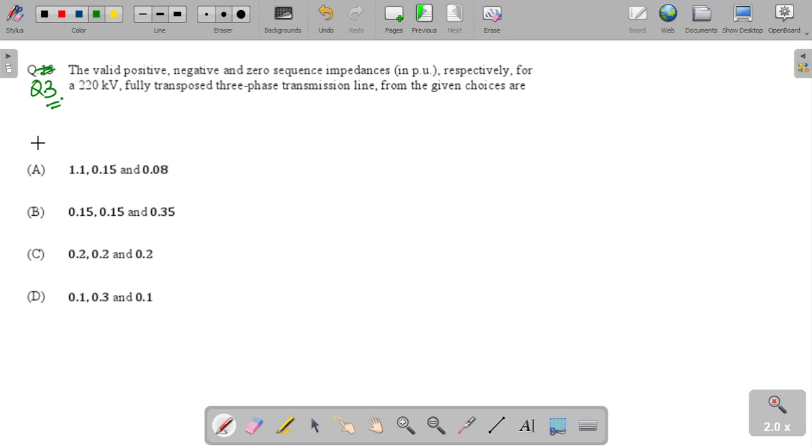So इस क्वेश्चन को हमें सॉल्व करना है ऑप्शन देखकर. तो हमारे पास जो कॉन्सेप्ट है बिहाइंड द पॉजिटिव, नेगेटिव एंड जीरो सीक्वेंस इम्पीडेंस of a fully transposed 3-phase transmission line, that positive sequence, that is x1, and the negative sequence, that is x2, are equal, and the zero sequence is greater than positive sequence as well as negative sequence. Both sequences are equal, so the zero sequence is greater than x1, or we can say x2. So from this concept we can say the option number B is the most appropriate answer.